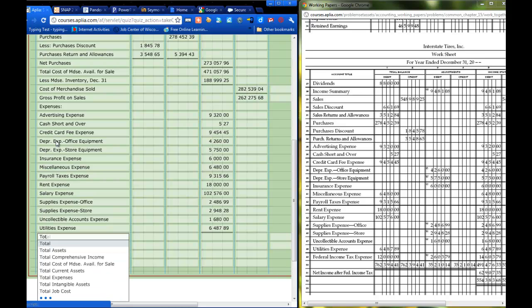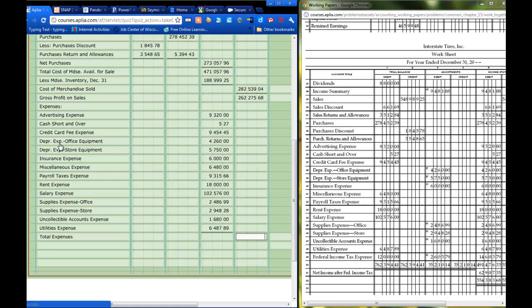You need to go through right now and total all of your expenses. The last expense you will always do is going to be the one right above federal income tax. You're going to list them all here. Then below that, you're going to put in the heading of total expenses, and then you're going to take your calculator out and add them up. When I added up all of my total expenses, I get $184,764.54.